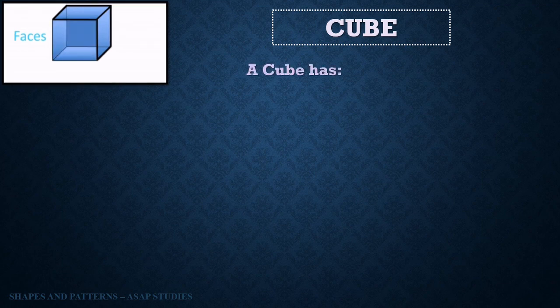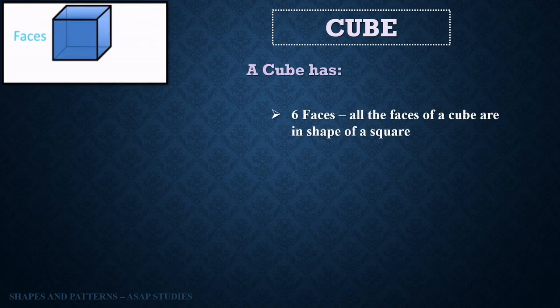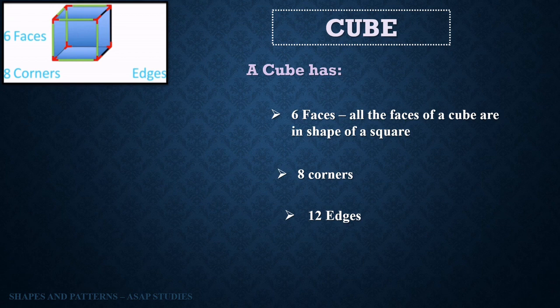A cube has 6 faces. All the faces of a cube are in shape of a square and it has 8 corners. And how many edges do a cube have? It has 12 edges. Here you can see the edges are marked in green, the corners are in red.